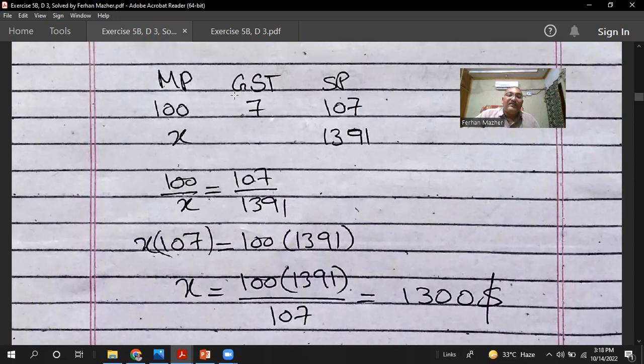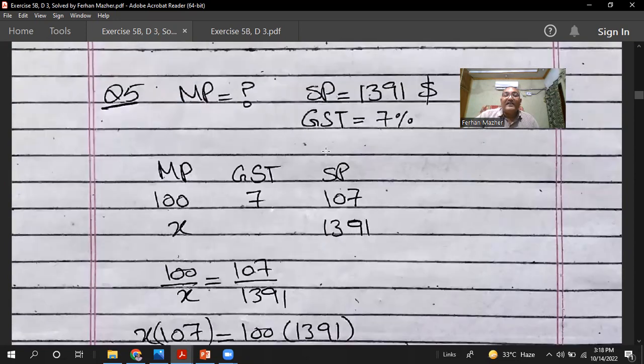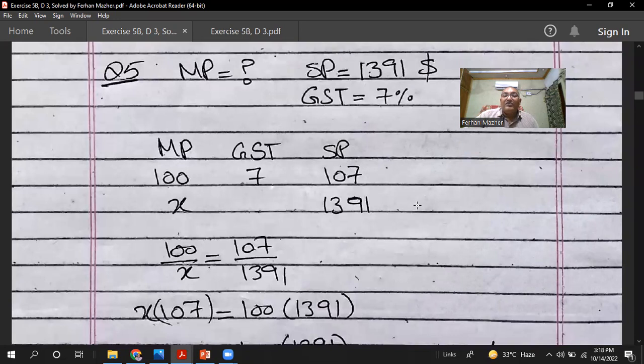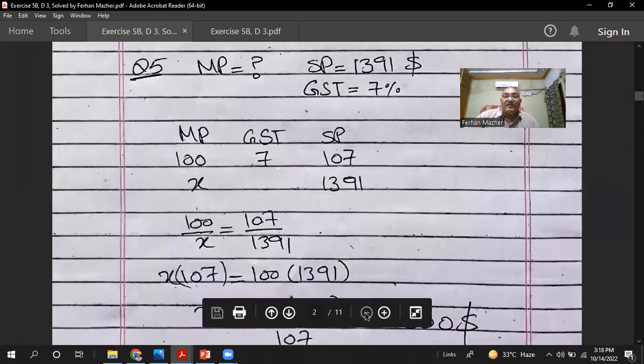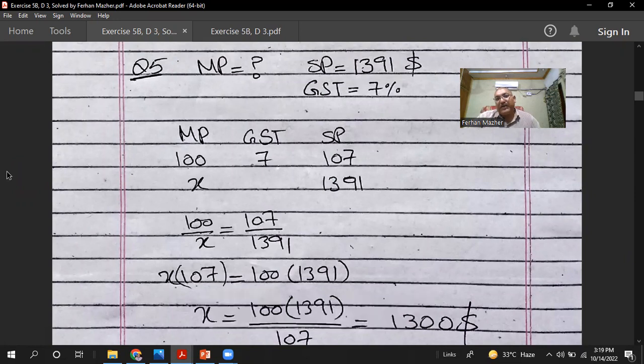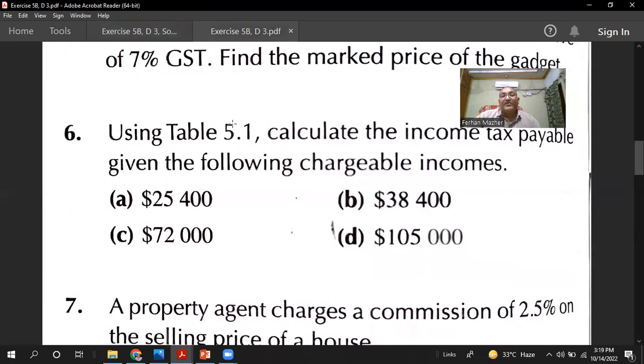So it means that without tax, the cost was $1,300. That is the mark price or original price. So let's go to the next question.